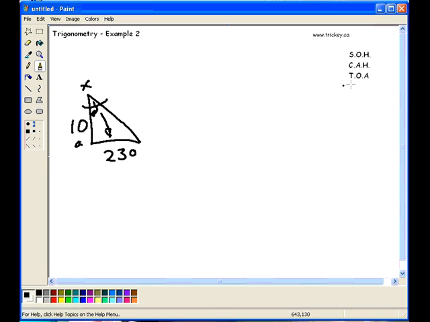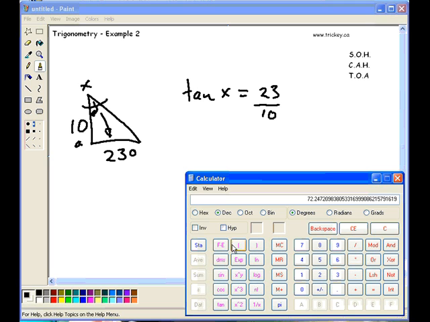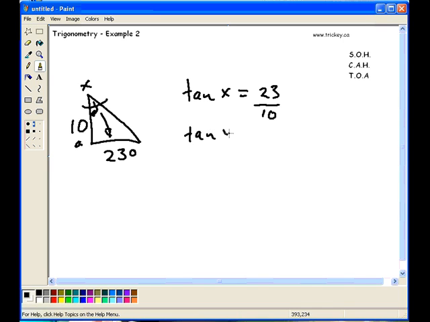O and A is tangent, so the tangent of x degrees equals opposite, which is 23, over adjacent, which is 10. Go to my calculator and go 23 divided by 10 gives me 2.3. So the tangent of x equals 2.3. Inverse tan, inverse tan, cancel, cancel.